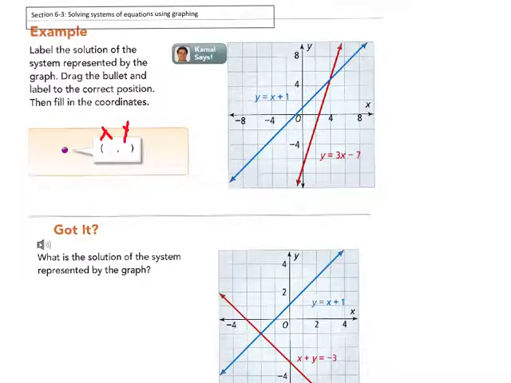So we're going to take a look at this point here. We're going to find the x value of it. So you go to the x-axis. The x value is 4. So we're going to put 4 in there for the x value.